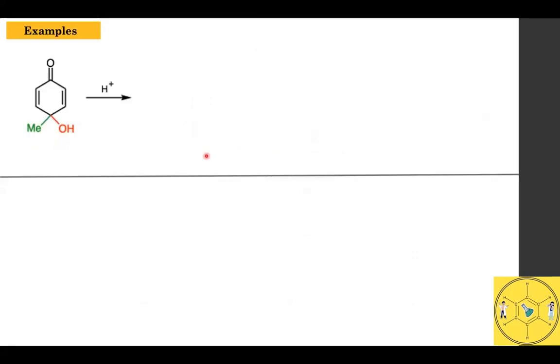So next we move on to another example. In our previous example, one group was an electron donating group and another was an electron withdrawing group, so we could easily predict that the electron withdrawing group will migrate. But in this particular example, you see a methyl as well as a hydroxy substituted cyclohexadienone. Both these groups are electron donating groups.